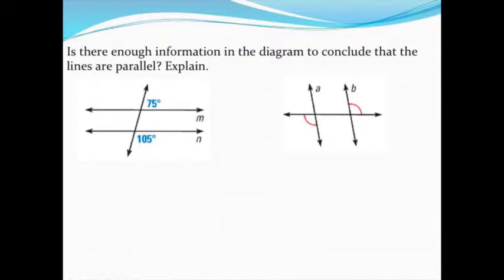So let's try to prove that these two lines M and N are parallel to each other. I can see the transversal comes through, and the first thing I notice is that the angles they've given me don't match up to any of the angle pair names we have, like consecutive interior or alternate exterior. So at first I may not think there's enough information to prove they're parallel. But what I can do is, using vertical angles, I can tell that this angle is 105 degrees and that angle is 75 degrees, because vertical angles are congruent.